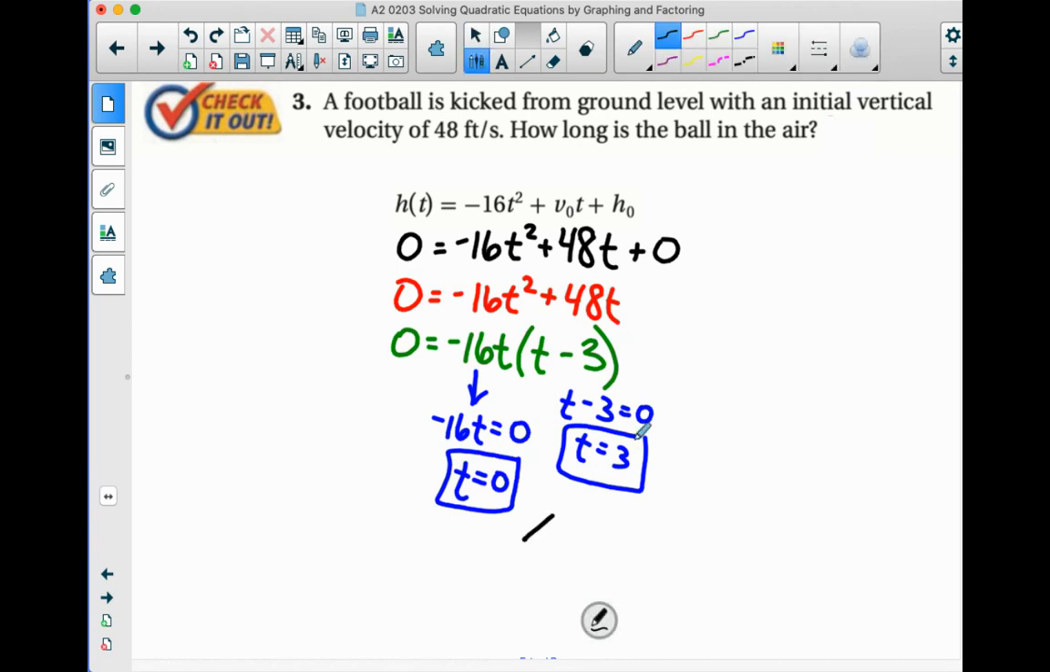And we will go with the positive answer here. So we will say 3 seconds.